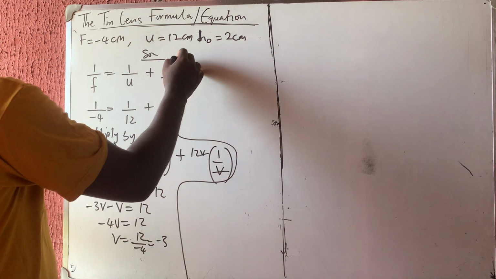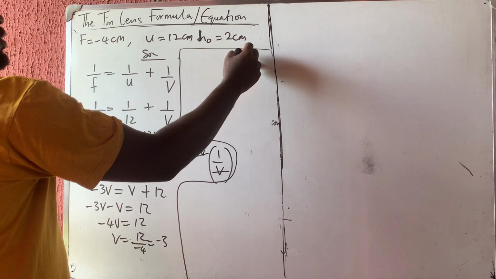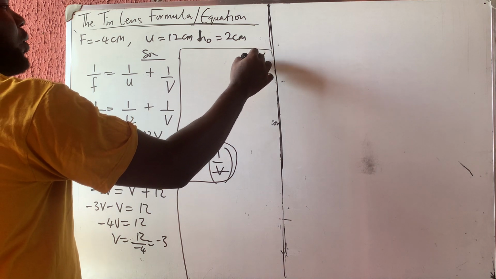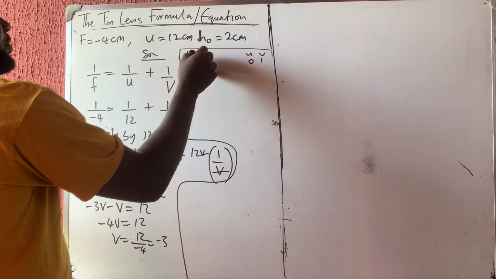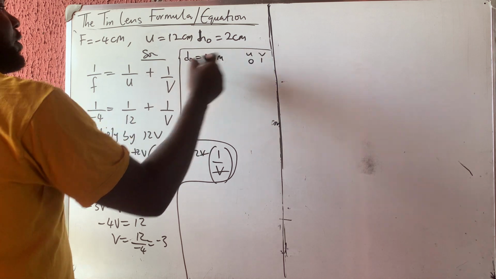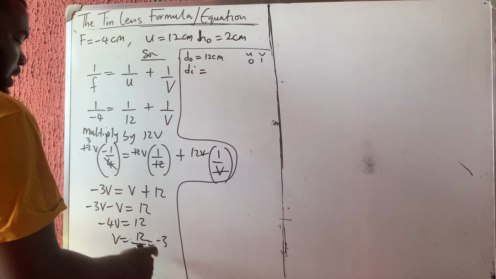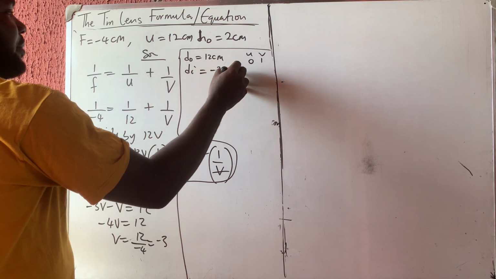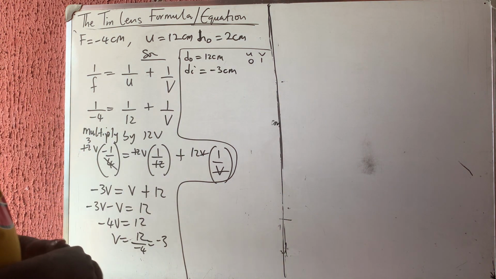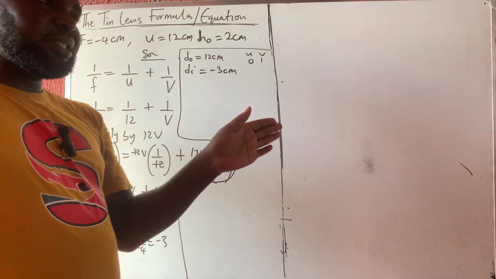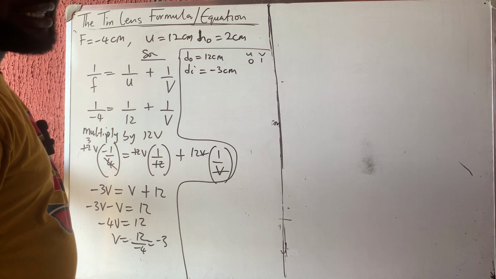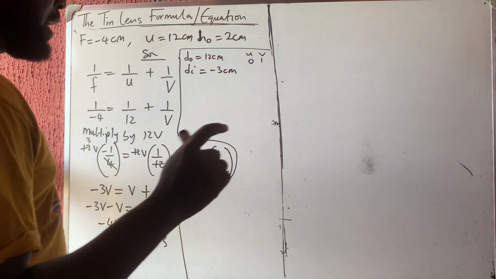Now, what does it mean? Don't forget your U, V, and F. My U means the object distance, so the distance of this object is 12 cm. The distance of the image, I just calculated to be minus 3 cm. What did I tell you? Whenever the distance of the image is minus 3, what does it mean? It is formed at the left-hand side. That's the first thing you need to know. It is formed at the left-hand side.